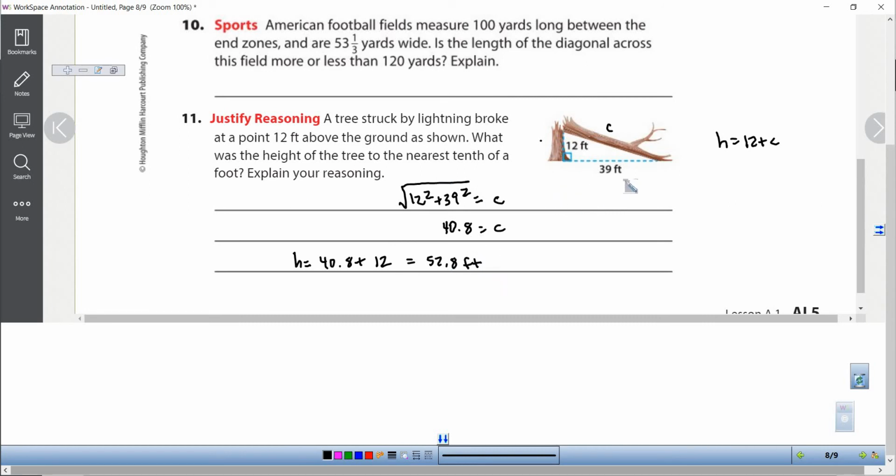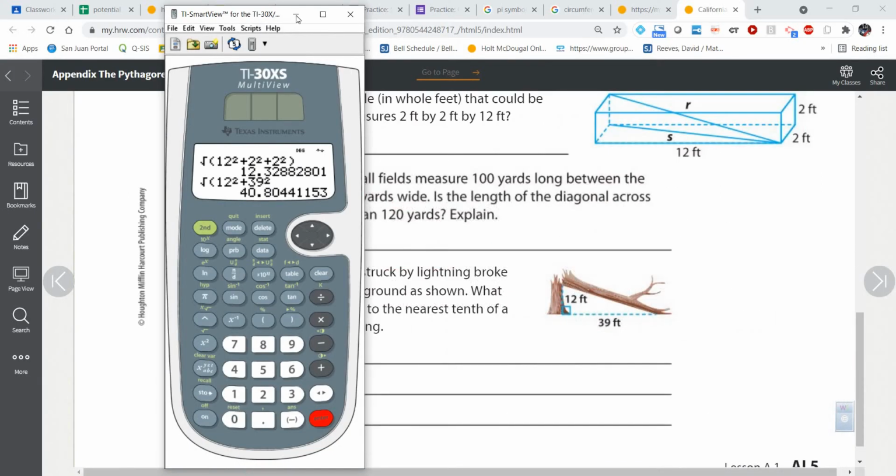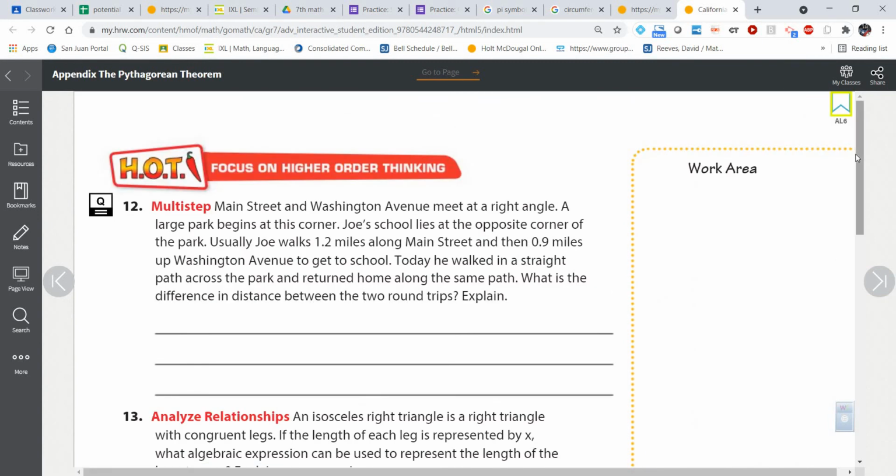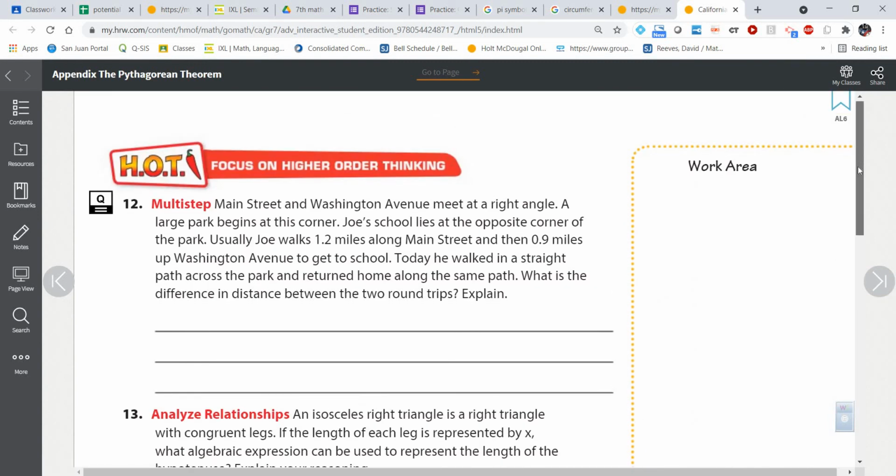Okay, explain your reasoning. If I were to write it out, I would say the height of the tree is equal to the height of the stump, plus the height of the broken part of the tree. Using the Pythagorean theorem, I found the height of the broken part of the tree. I added it to the height of the stump, and I got the total height of the tree. 12 foot, by the way, is a very high stump if you think about it. That's two 6-foot people standing on top of each other.